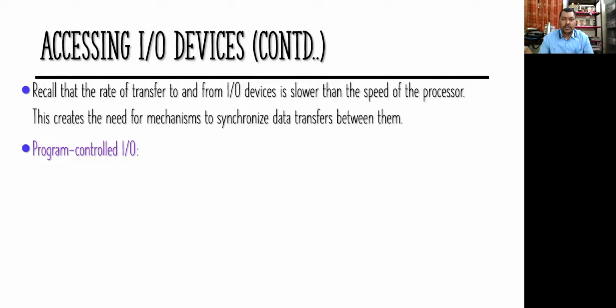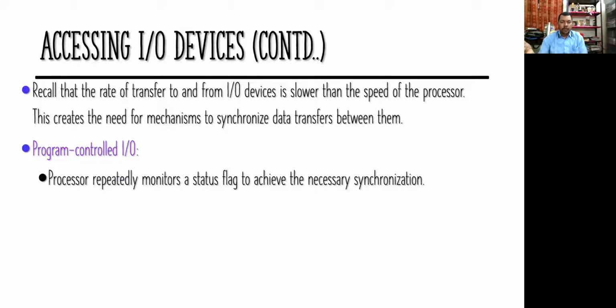There are three types of schemes for transfer of data. One is called program controlled input output, in which the processor repeatedly monitors the status flag to achieve the necessary synchronization. So the processor checks the status flag to see whether the input output devices are communicating properly or not. That is called program controlled input output.